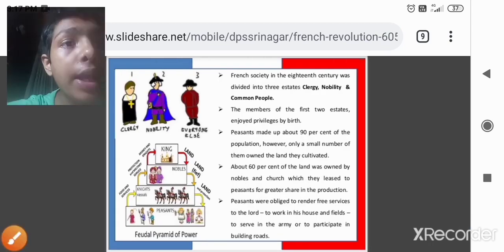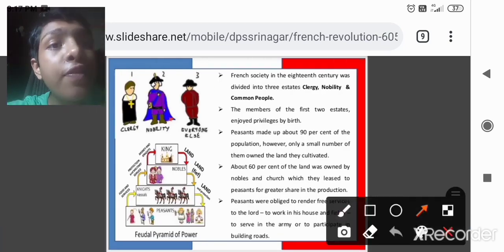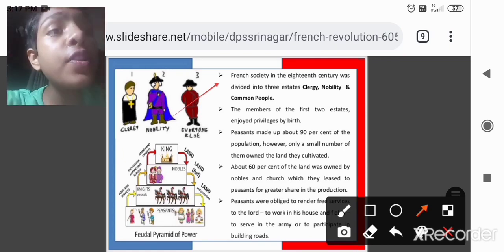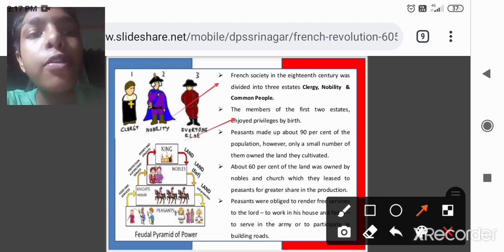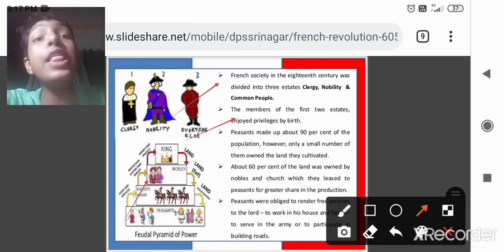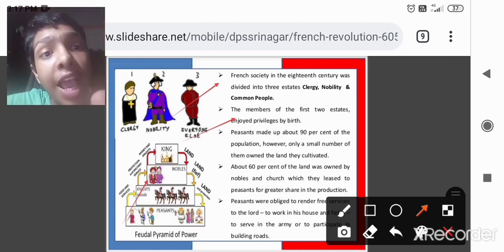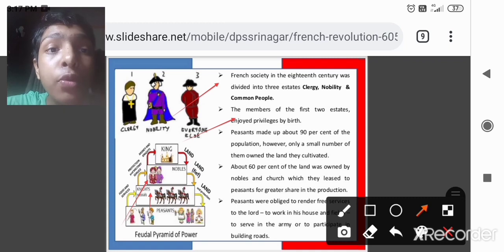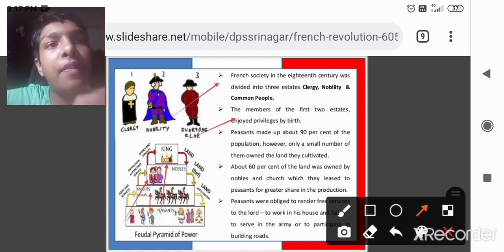Okay, now I'm going to talk about the first point. So the first point was that French society started. So the members of the first two estates enjoyed privileges by birth. They don't have to give any taxes. Look, the tax of the knights is automatically going to the nobles. And nobles are not giving anything by themselves. The tax which is given by peasants is just going to the king by two methods. That is the knights and the nobles. So they were underprivileged. Neither the clergy had to pay any tax, nor the nobles had to pay any tax.